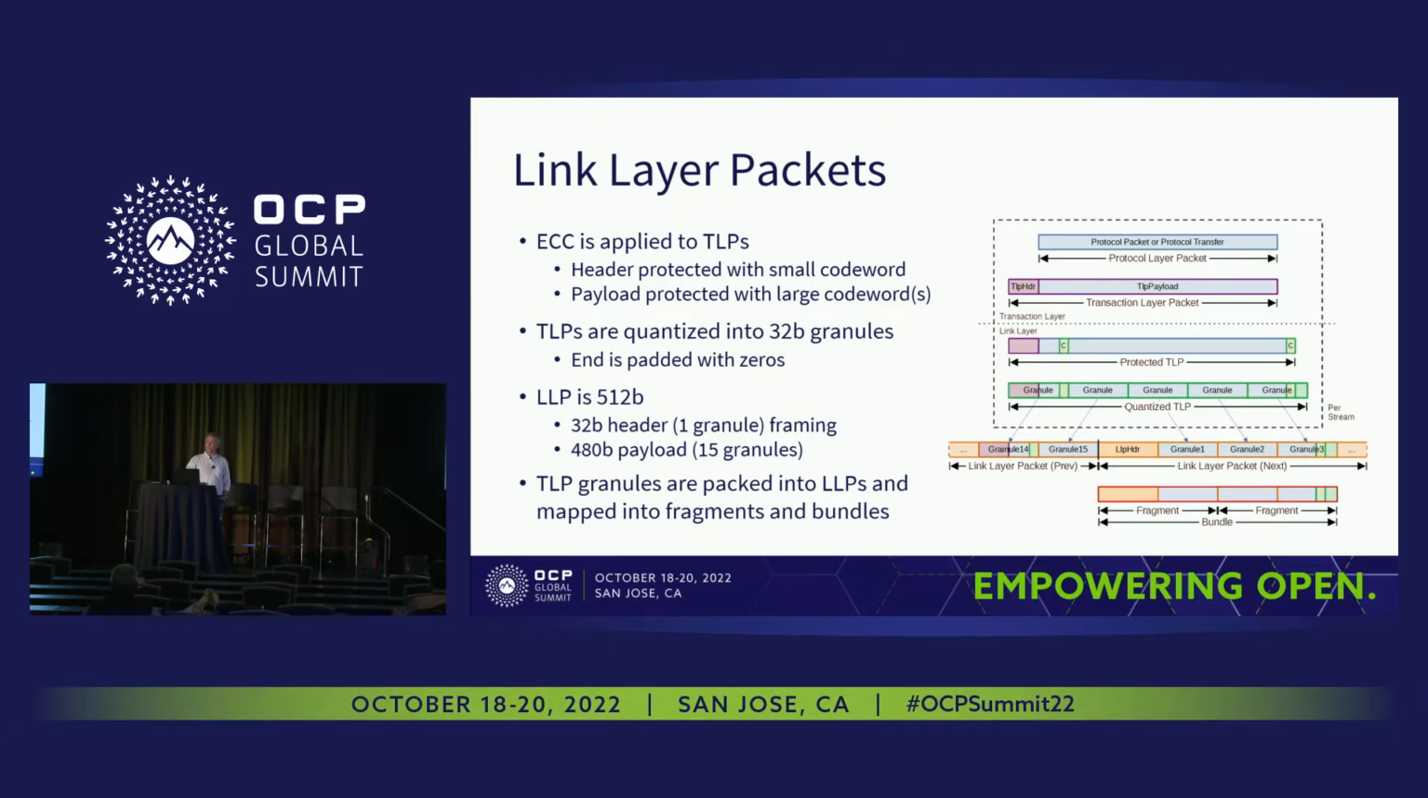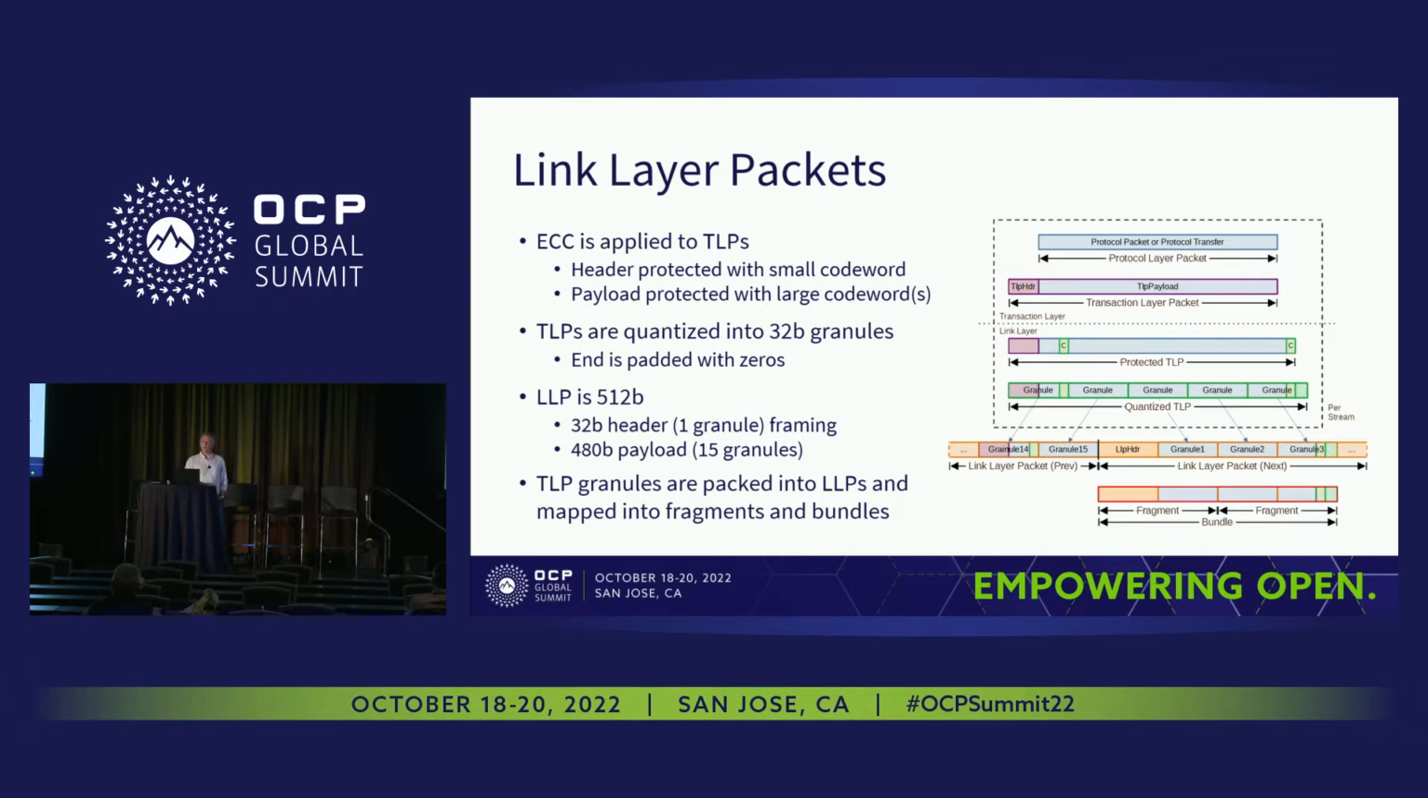Returning to the previous illustration, we can see how the link layer transforms information between the transaction layer and the physical layer. The interface with the transaction layer transfers one or more TLPs as determined by the number of TLP streams. For each stream, the TX link layer applies SECDED ECC with a small code word for protecting the header and a portion of the payload, and a large code word for protecting the remainder of the payload. Once the check bits are added, the TLP is padded with zeros and quantized to 32-bit granules. The choice of granule size is a trade-off between implementation complexity in terms of muxing and demuxing and transfer efficiency. And 32-bit granules strike a good balance between the two.